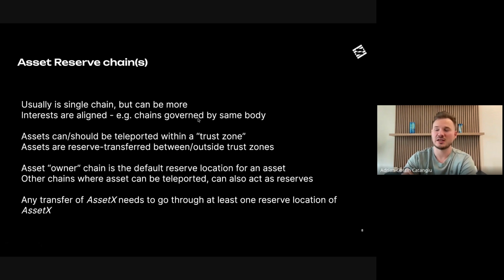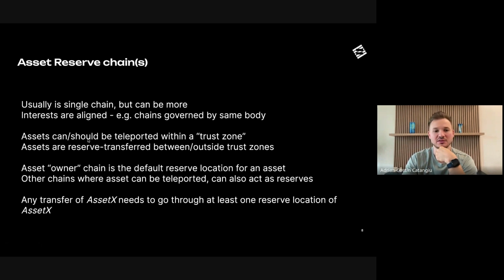I provided an example with an external company, but we can talk about OpenGov, on chain. For example, all the system chains are intrinsically aligned because they are all governed by the same body, by OpenGov. So one chain cannot do something that's against the interests of the other chain in the same kind of trust zone, because it's owned by the same group of people. So the interests are naturally aligned between them.